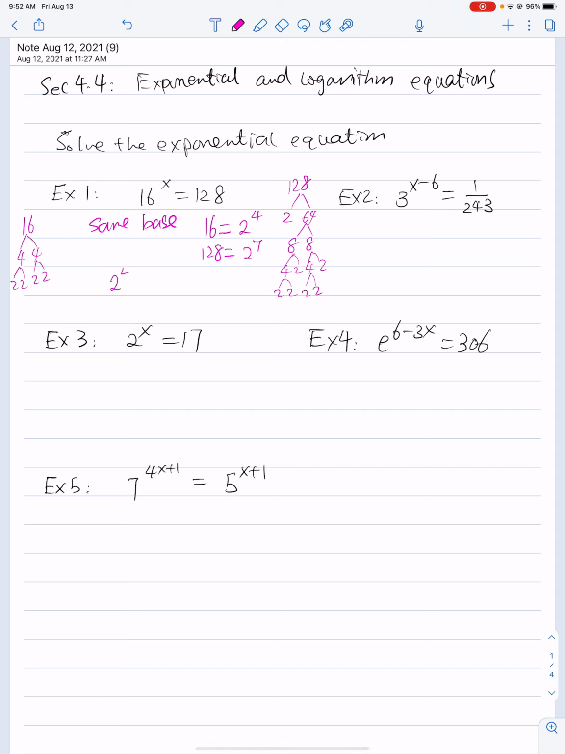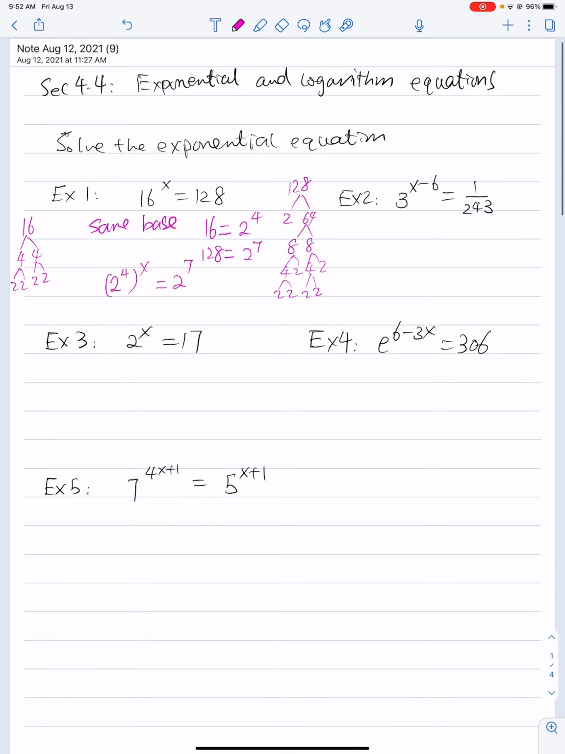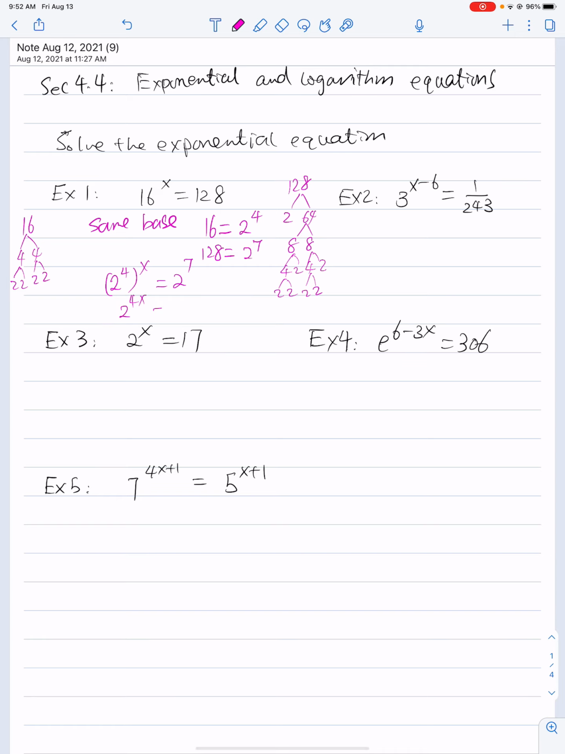So what do we have for this question? 2 to the 4, to the power of x, equals 2 to the 7. So 2 to the 4x equals 2 to the 7, because power to the power you multiply. So 4x equals 7, and x equals 7 over 4, which is the answer.